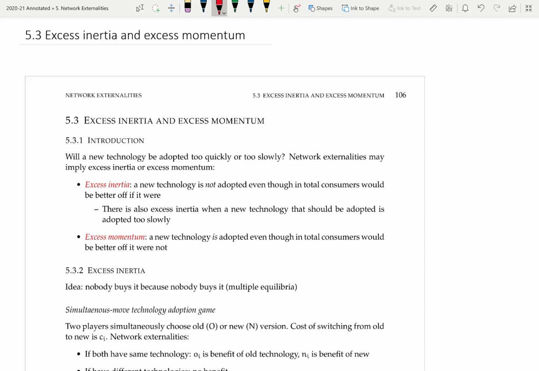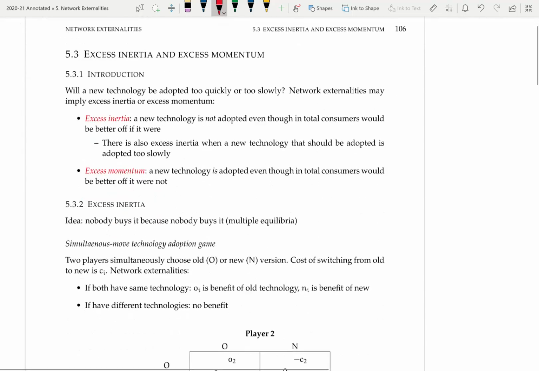In this video, we'll look at the speed of adoption of technology in markets with network externalities. In markets with network externalities, a new technology could be adopted too quickly or too slowly. Excess inertia is where a new technology is not adopted even though adoption of this technology would make consumers better off. Excess momentum is the opposite. A new technology is adopted even though overall consumers would be better off if it were not.